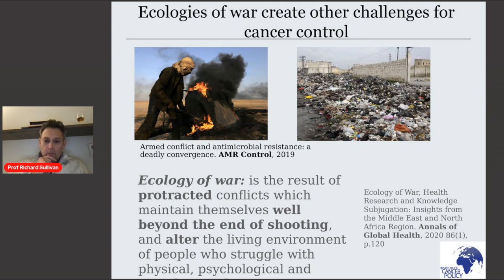And also this problem of the ecology of war. A lot of war is essentially protracted conflicts, and they maintain themselves well beyond the end of when the active conflict is. And of course, this creates a completely different environment where people really struggle with their physical, psychological, and social health. So these ecologies of war create some very different environments.